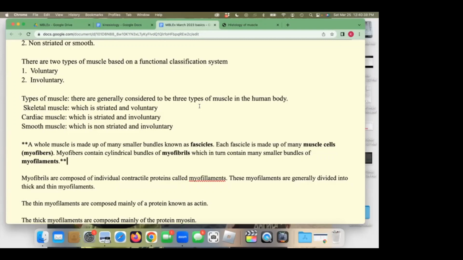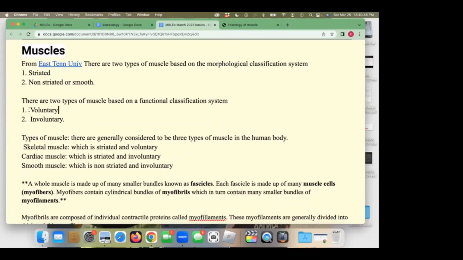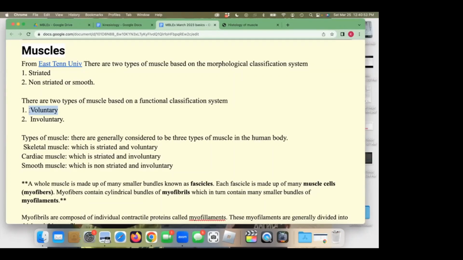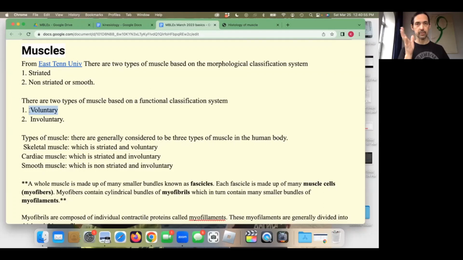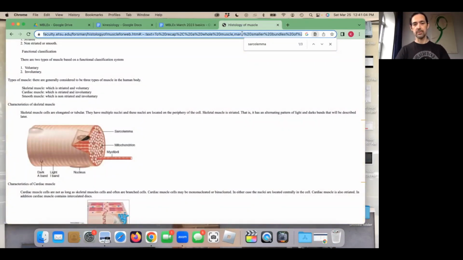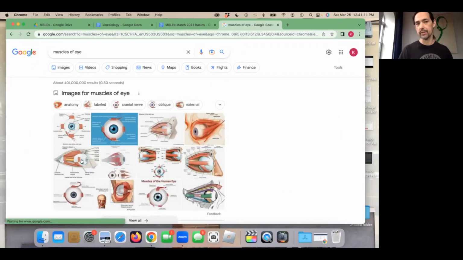Whereas the functional classification, voluntary, what exactly would that be? Well, voluntary means we have mental control over it. We decide whether it's going to contract or not contract. Okay. So for example, in the eye, there are muscles. This is purely just to show you, you don't have to know the muscles of the eye, okay? This is purely just to show you a big difference.